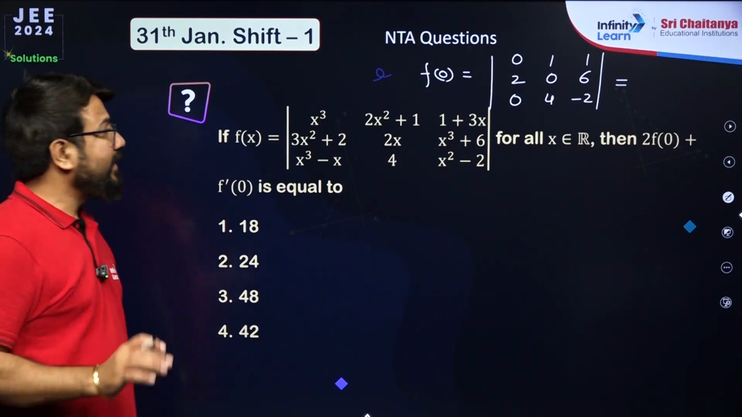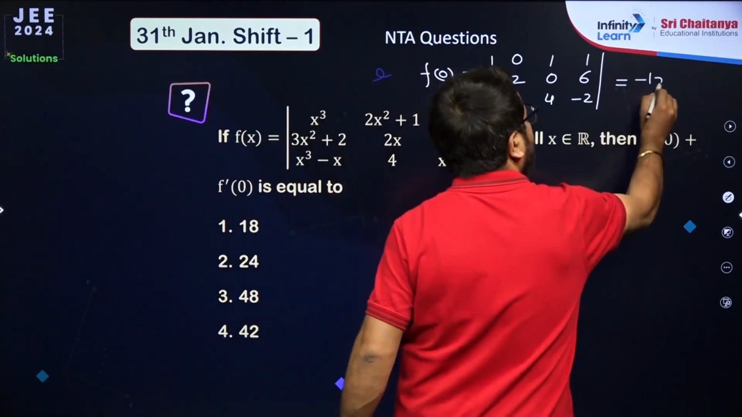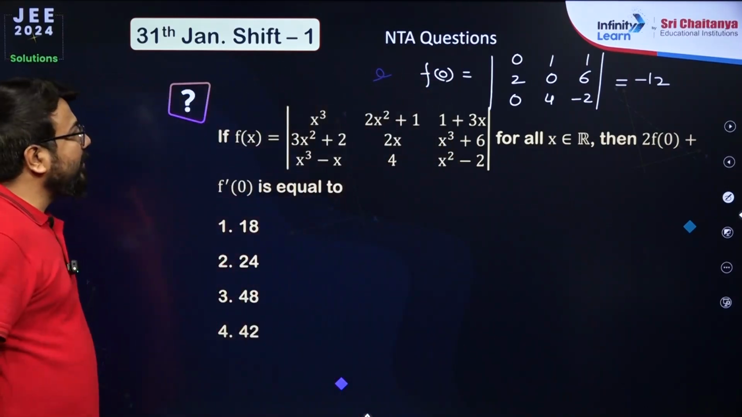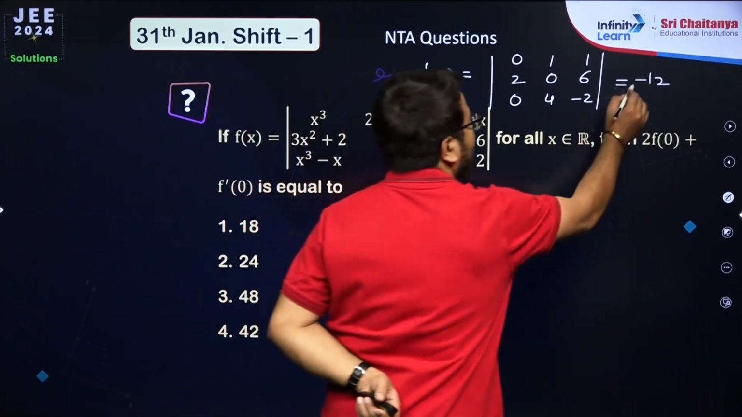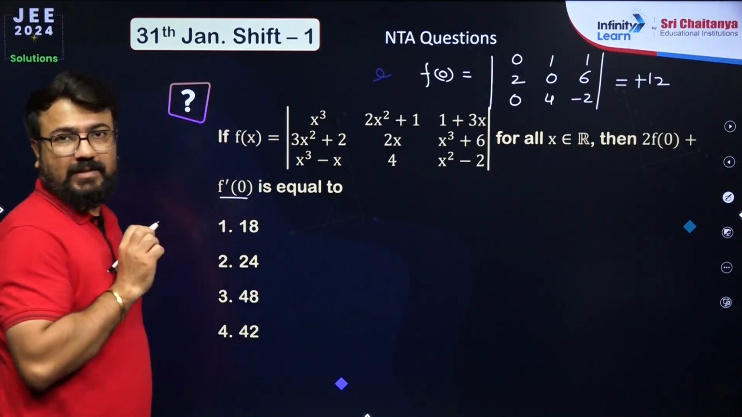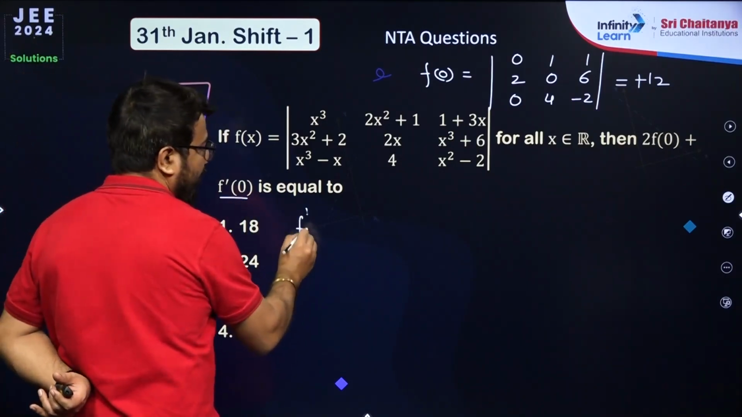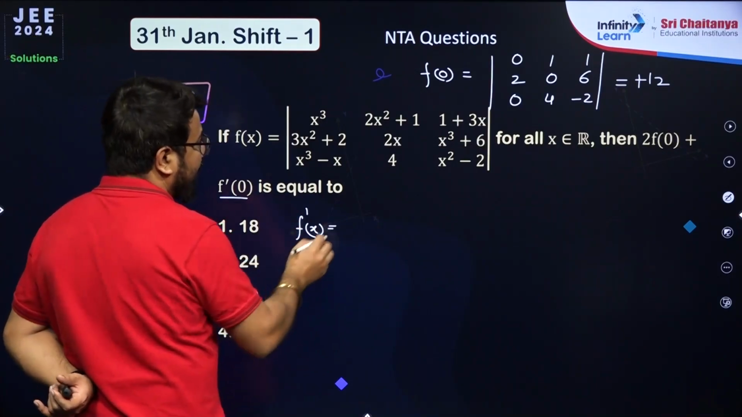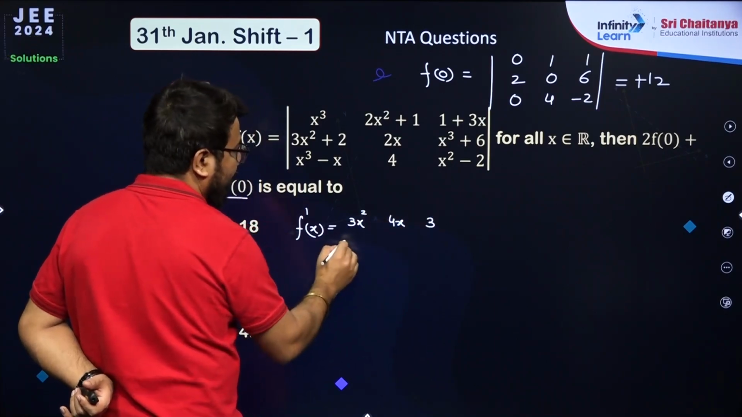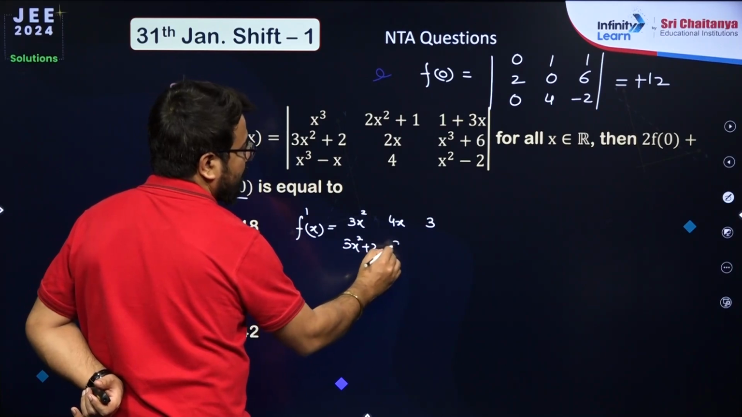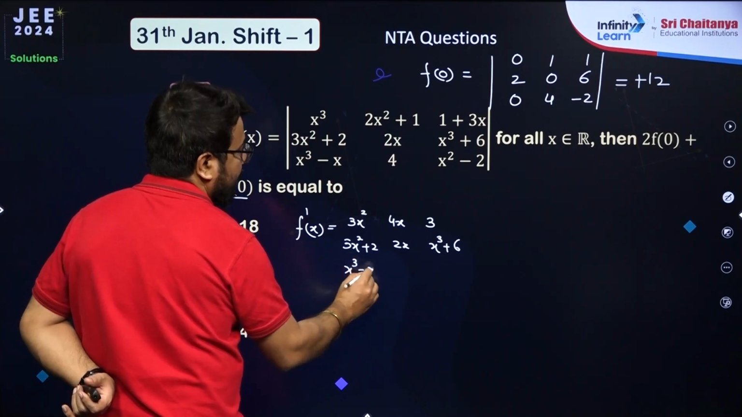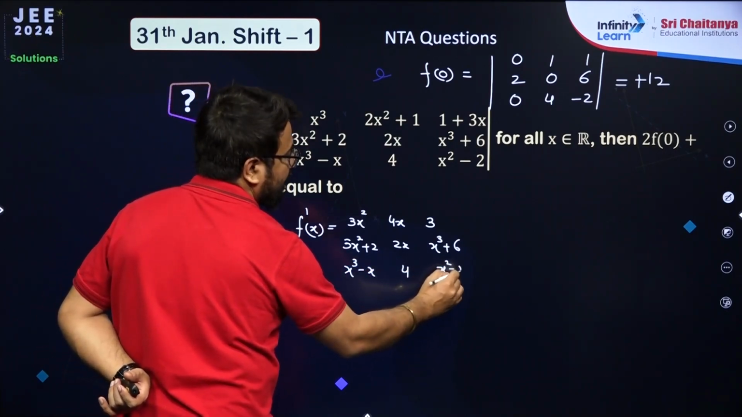So if I want to get the value of f of 0, that will be equal to minus 12 after solving this determinant. You can check whether you are getting the value minus 12 or plus 12. No. It should be plus 12. Okay. You are getting the value plus 12. This is f of 0. Now let us find the value of f dash 0. So for f dash 0, first of all, evaluate f dash x. f dash x will be: the first row will be differentiated, and the remaining rows will remain the same. 3x square plus 2, then 2x, then x cube plus 6. x cube minus x, then 4, and then x square minus 2.